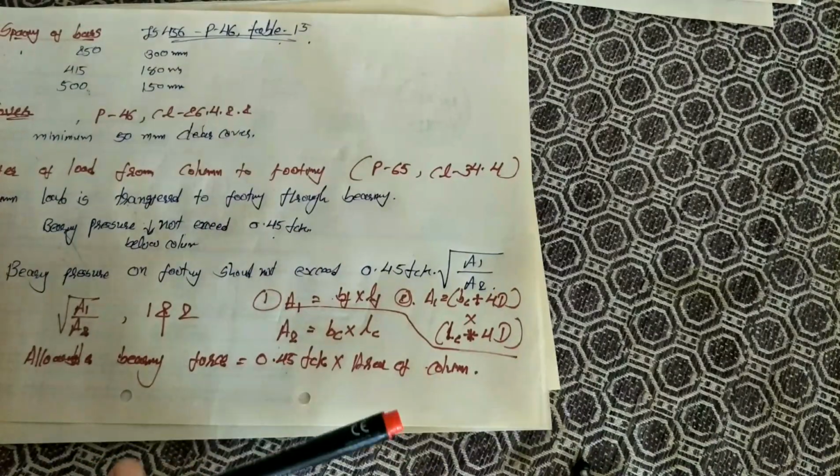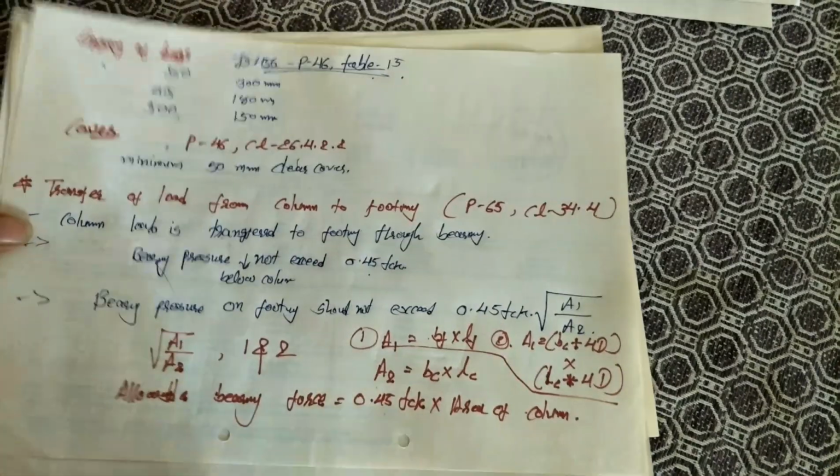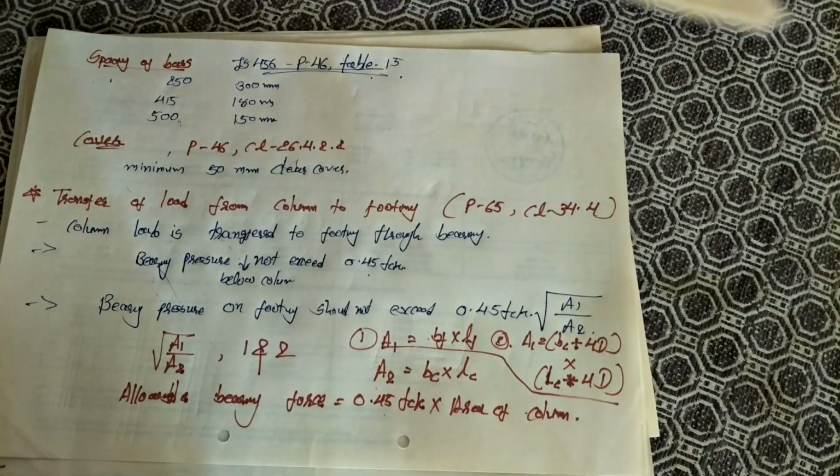So this is all about your isolated column footing theory. In the next video we will solve an example related to isolated column footing, a design numerical.